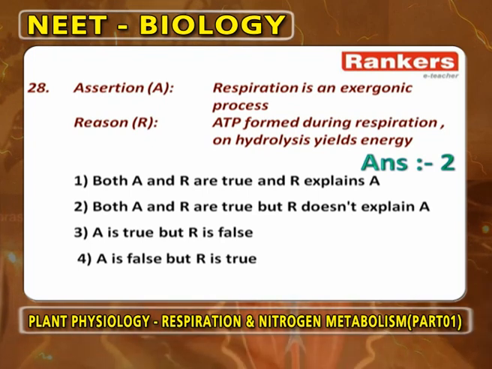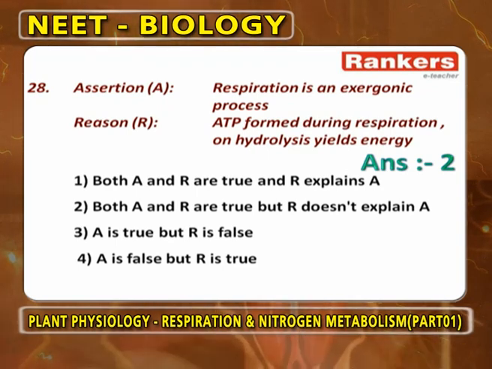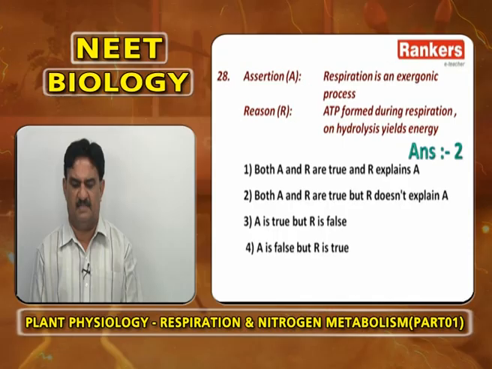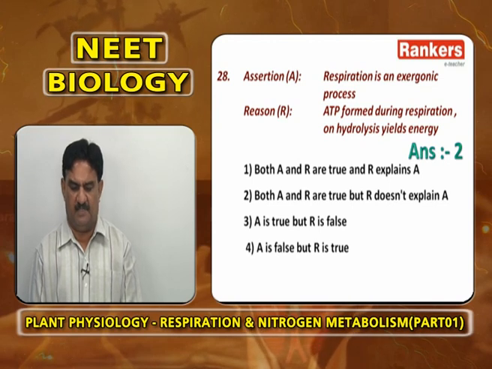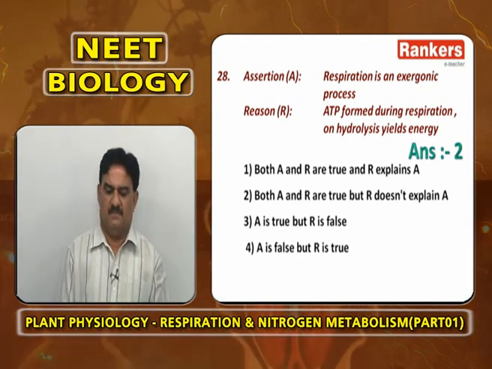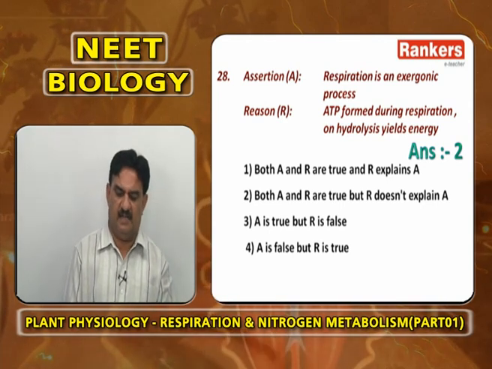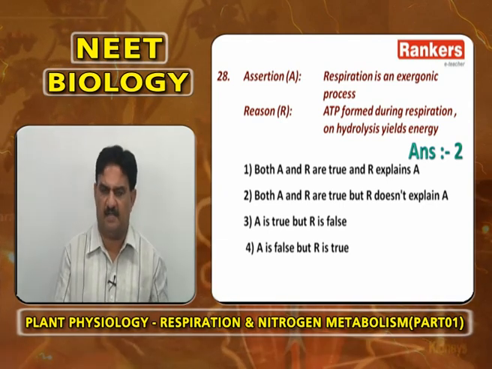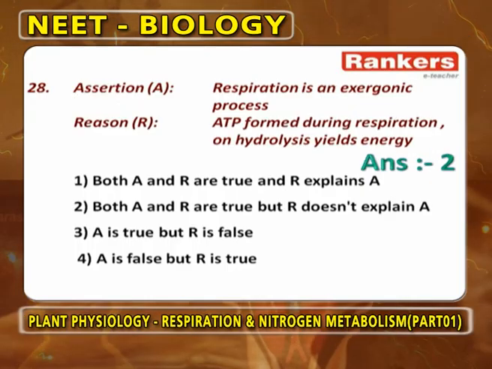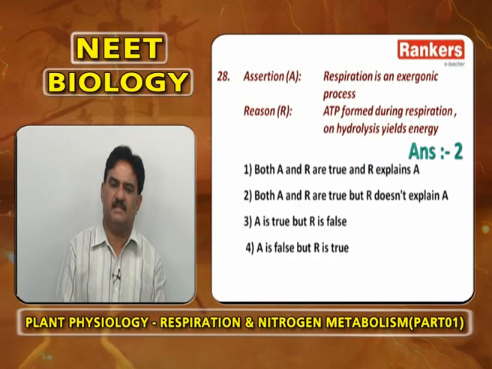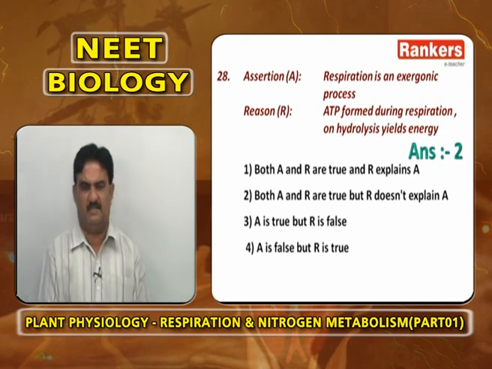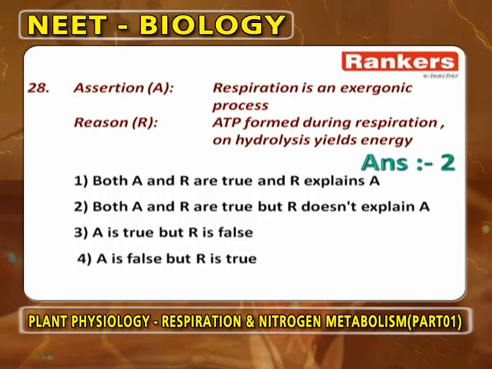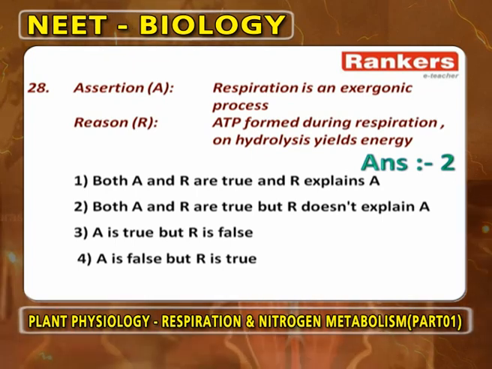Another assertion reasoning. Respiration is an exergonic process is correct, which means energy is liberated. ATP formed during respiration on hydrolysis yields energy. So respiration is an exergonic process is correct. If it stopped there, the answer would be first. But here, ATP formed during respiration on hydrolysis yields energy means that whenever ATP is formed anywhere, it yields energy by hydrolysis, not because respiration is an exergonic process. So both A and R are correct, but R is not the correct explanation of A. Second option.